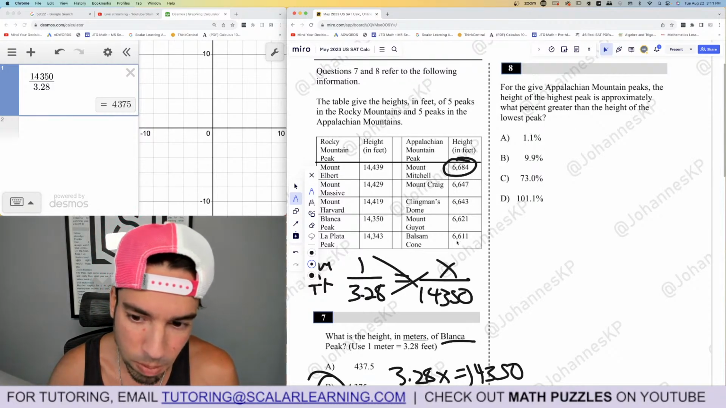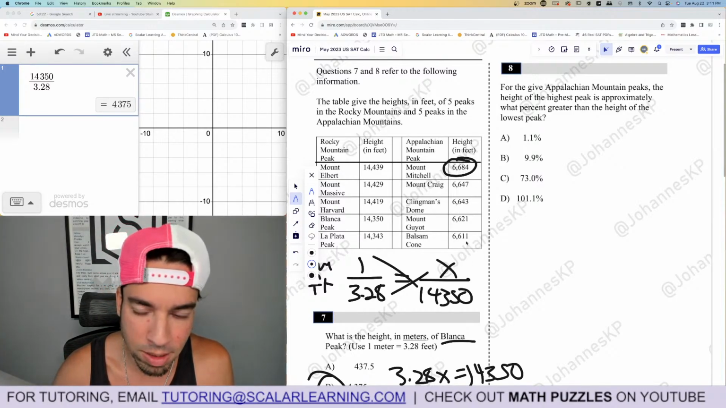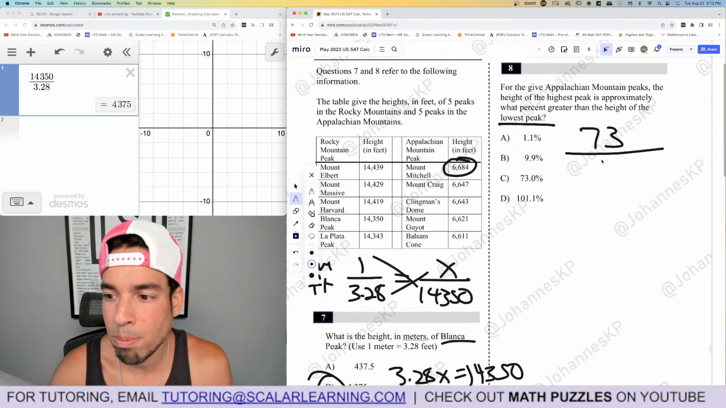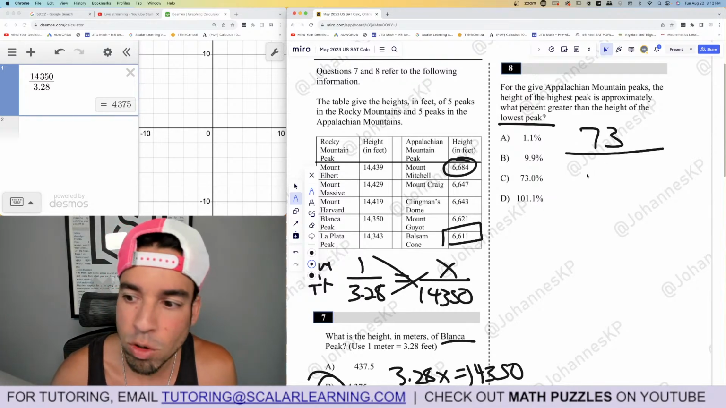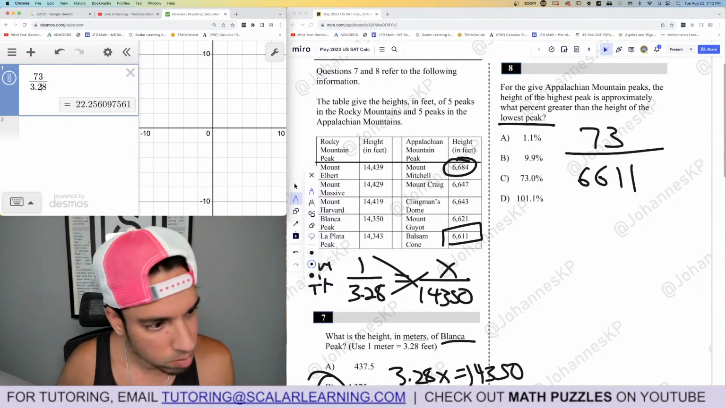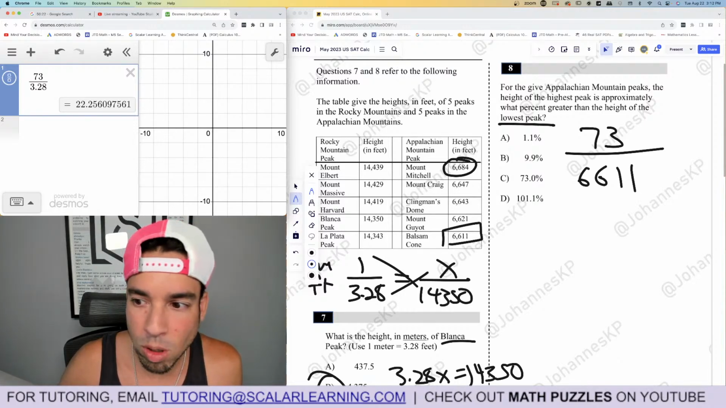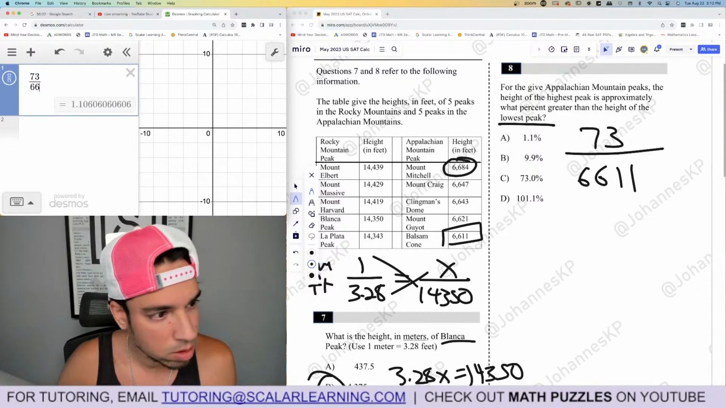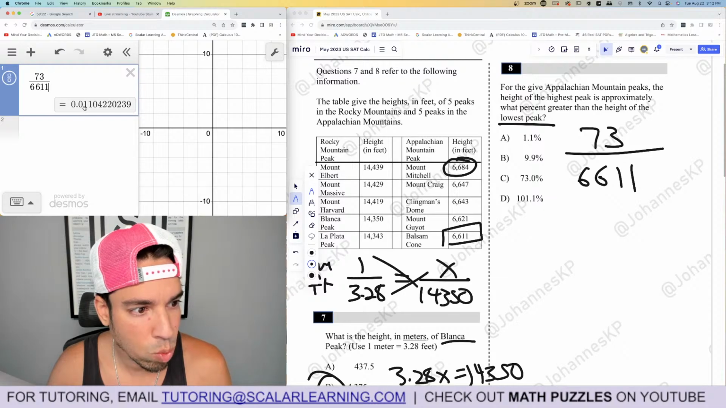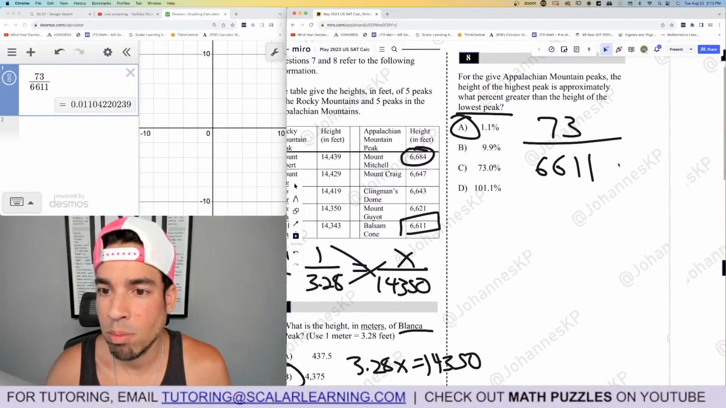So the lowest peak is this one. To see what percent greater, I need to get the actual difference, 84 minus 11, which is 73. So this is what percent of the total height of the lowest peak, 6611. Let's do that now. It's probably going to be 1.1, just common sense. So as a percentage, you move it over twice, it's 1.1%, approximately. A is the winner, done. It does say approximately, so boom.